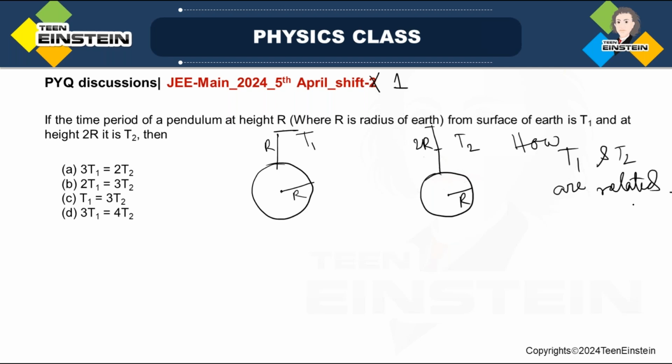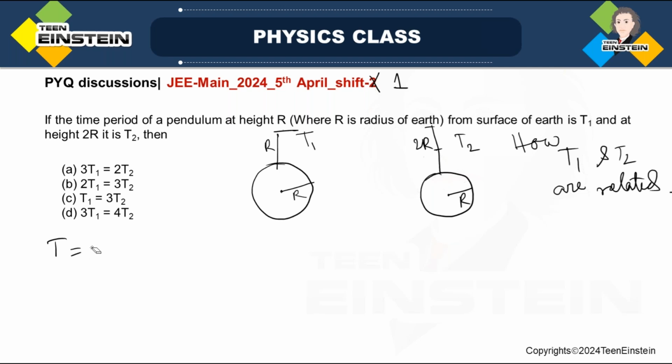Okay, how T1 and T2 are related, we have to find out that. So it is very simple, the time period of a pendulum is 2π√(L/G). Okay, L by G. So this is, let us say, T. Then what will be T1 at this particular R height? What is T1? Let me write this formula somewhere else. This is on the earth surface, okay?